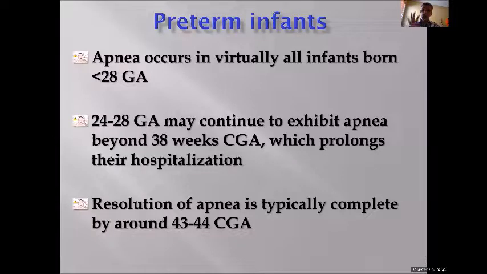Apnea of prematurity occurs in almost all babies less than 28 weeks. In most babies less than 28 weeks, the apnea will continue until mid-term age, and they usually need prolonged hospitalization. Usually the apnea completely resolves, we're talking about apnea of prematurity, between 43 to 44 weeks corrected gestational age.